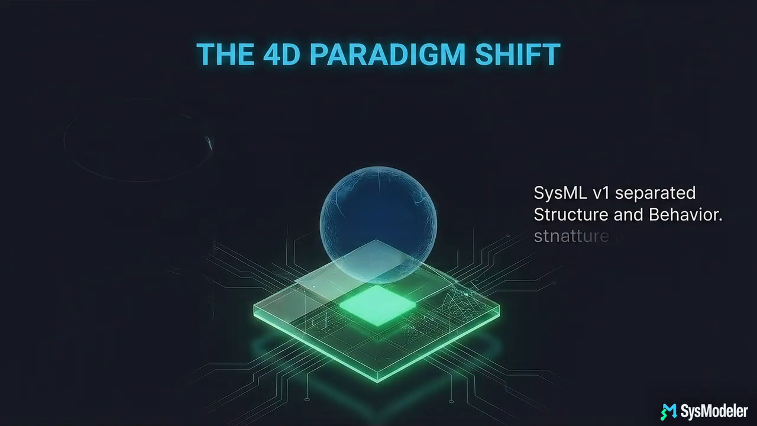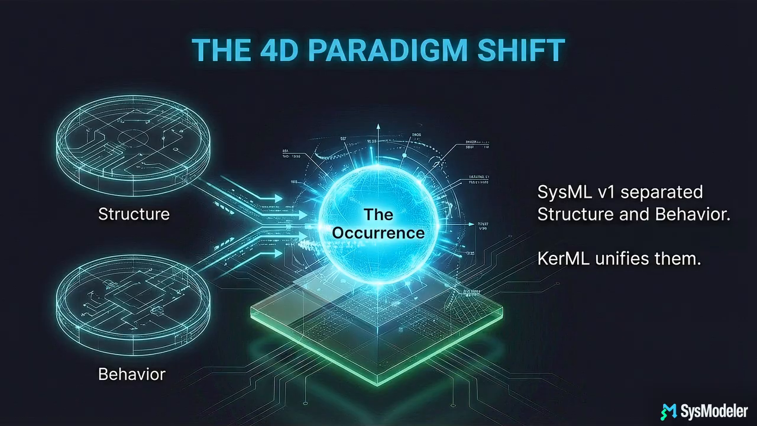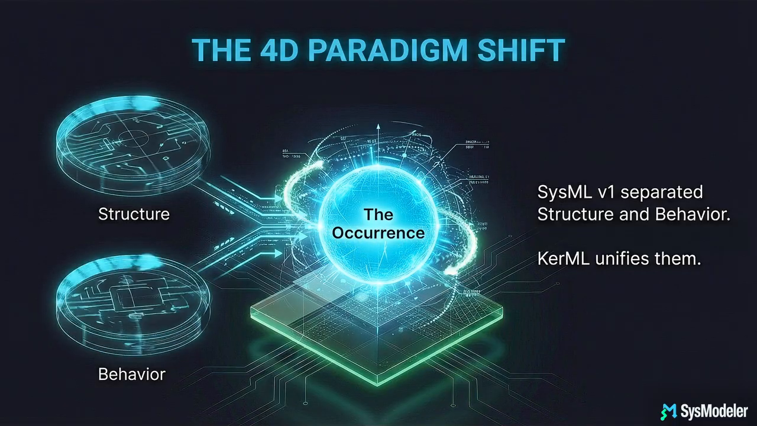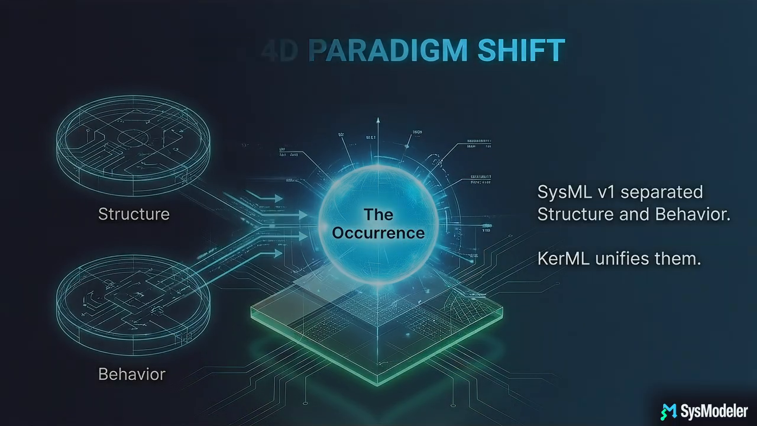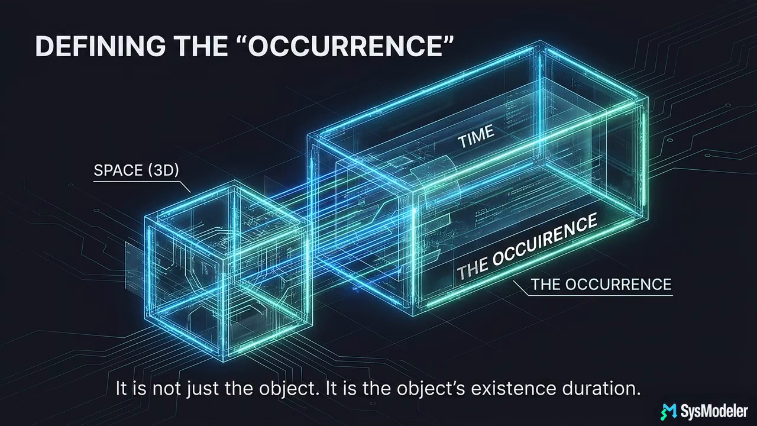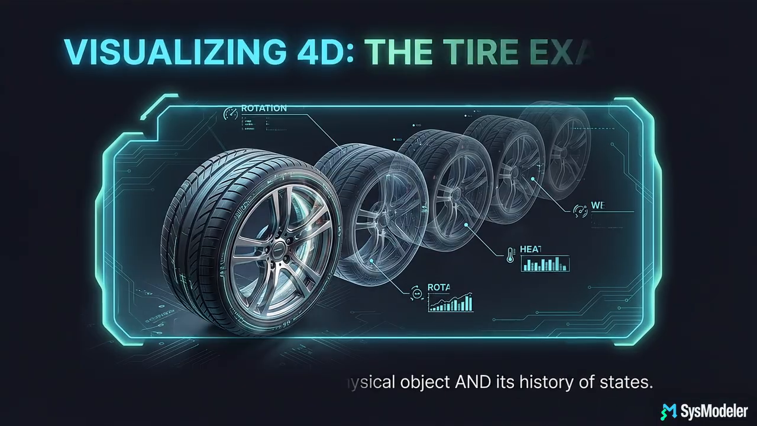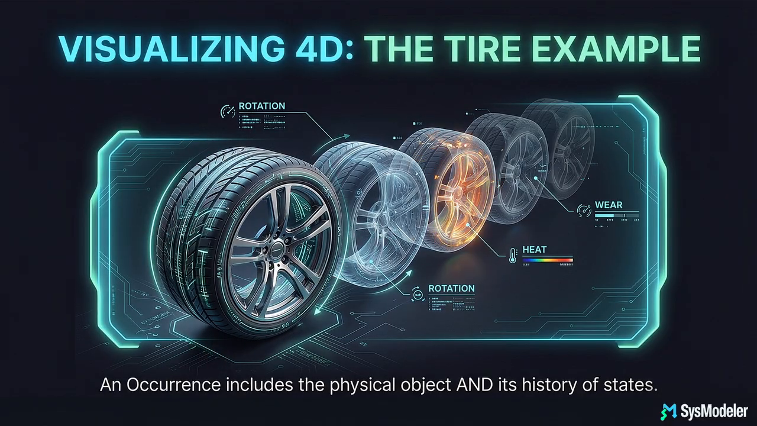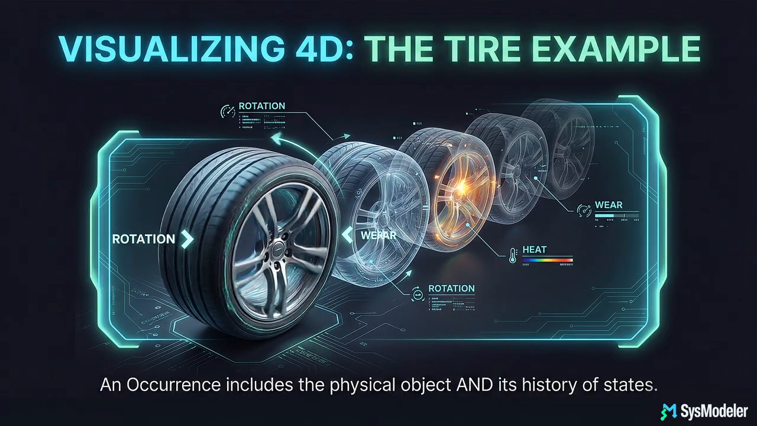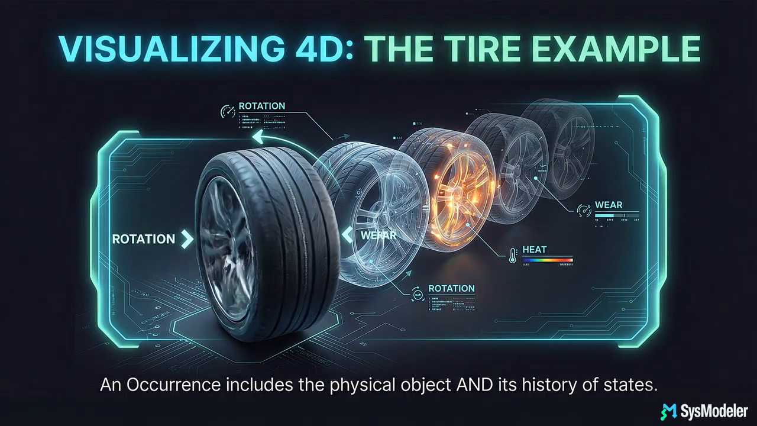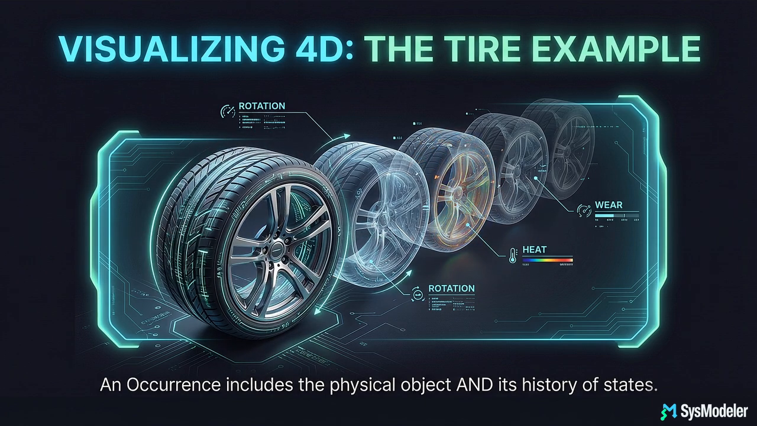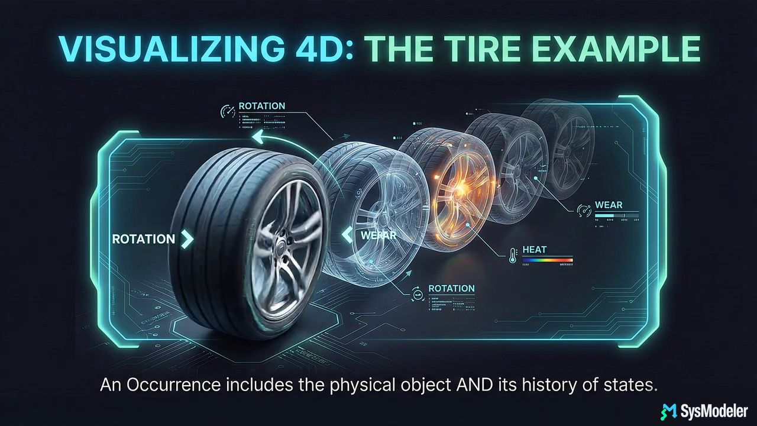Spatiotemporal semantics. In SysML V1, structure and behavior were treated as two different worlds. In KerML, their definitions are unified as classes, and their instances are unified under the concept of occurrences. An occurrence represents something that exists across space and time. For example, a tire during a 10-minute driving interval is an occurrence. It includes the tire's physical existence in space, its rotation over time, its temperature increase, and its wear during that period. It is not just the tire as a static object, nor just the rotation as an action, but the tire as it exists and behaves across space and time.